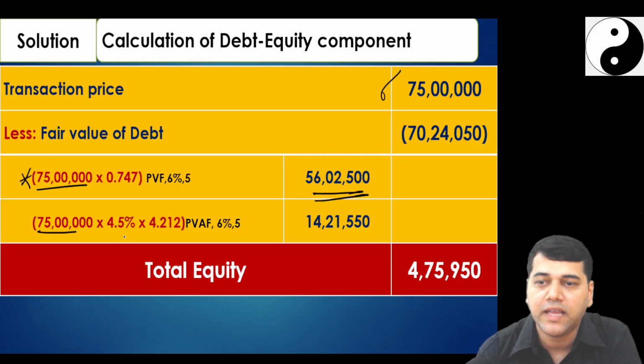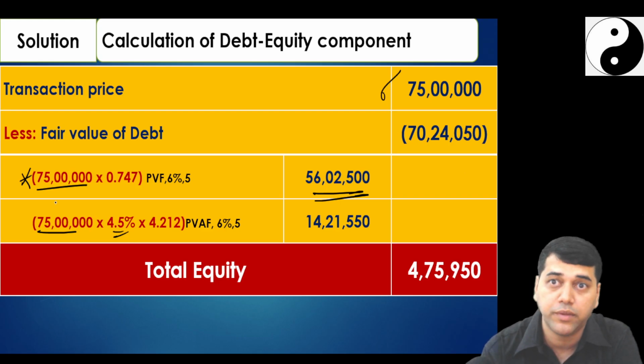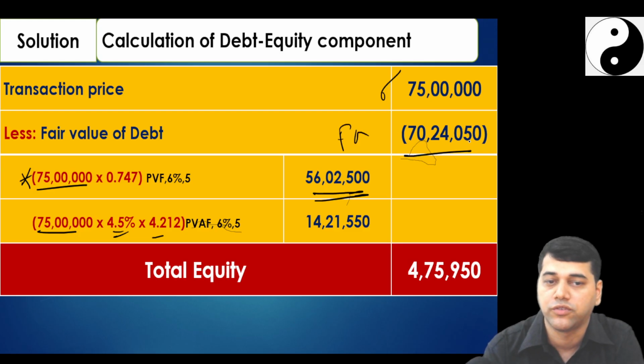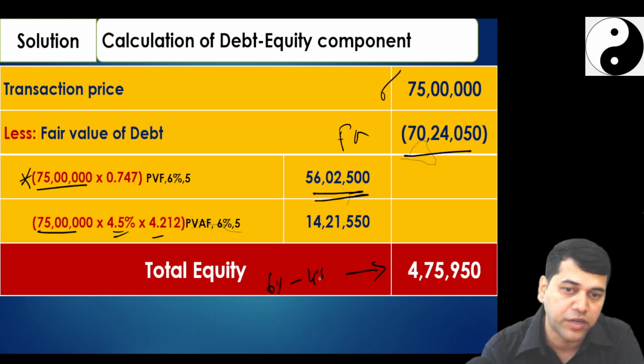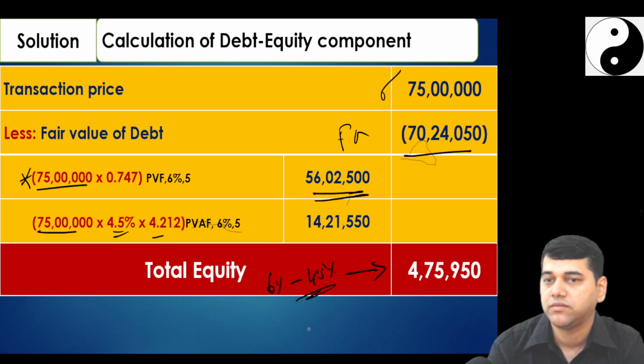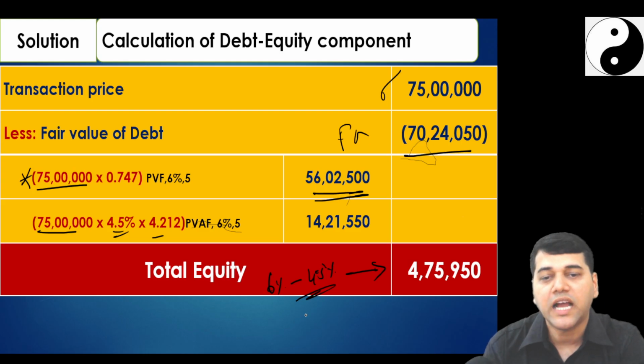Interest is 75 lakhs into 4.5%. Please be careful: interest should be on the face value, which they may give you. Into the annuity factor, my total fair value of the debt is 70 lakhs 24,050. So the equity component is 4.75 lakhs, and this difference is nothing but the 6% minus 4.5% difference. This is that benefit. Follow? Then they asked me the first entry.